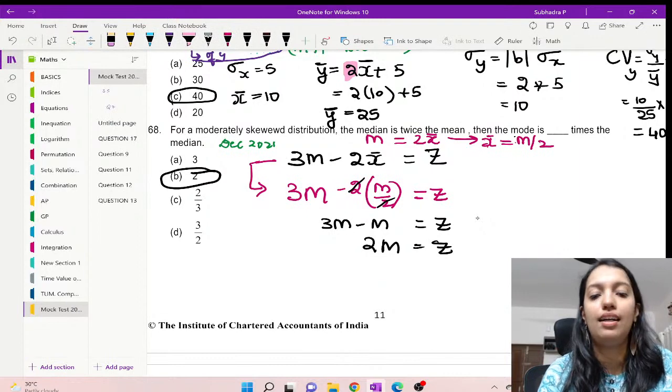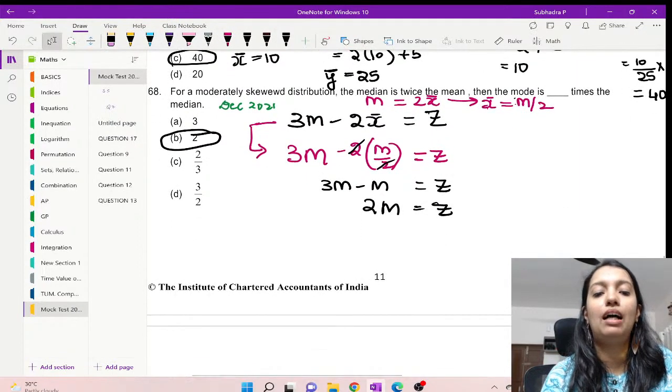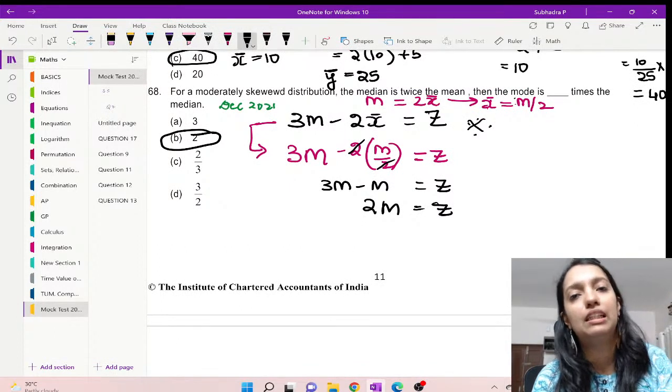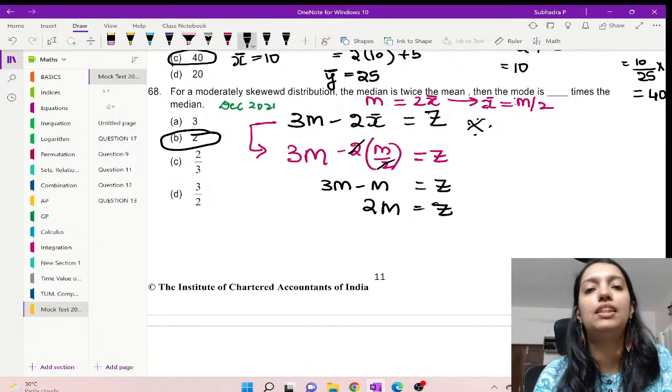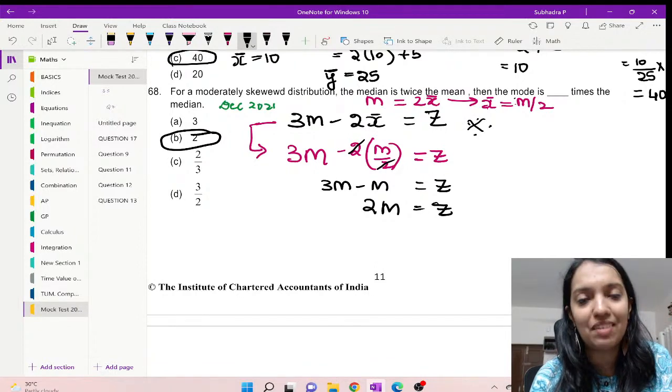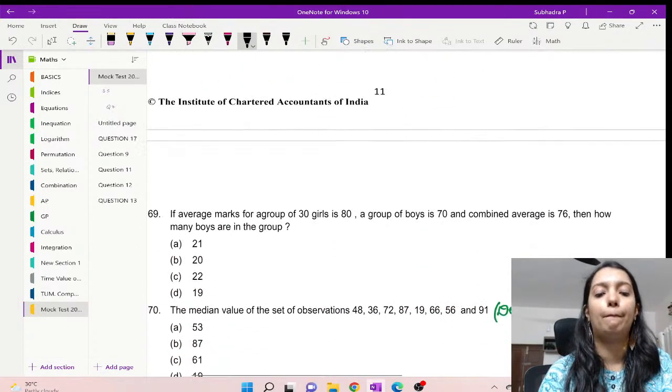Going ahead for next question. Mark this as important. You will usually get one question from empirical relationship in every alternate examination. This question is taken from December 2021 CA Foundation exam. Next.